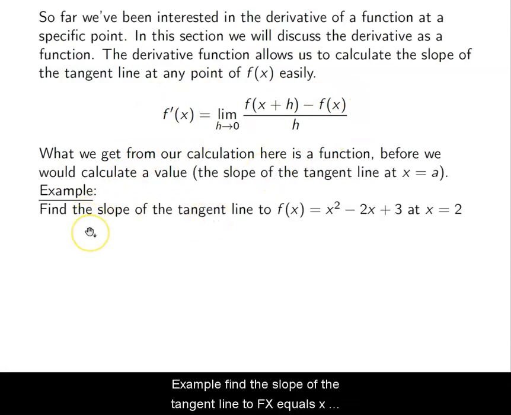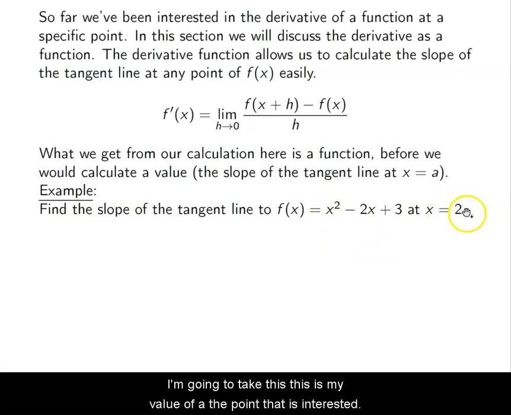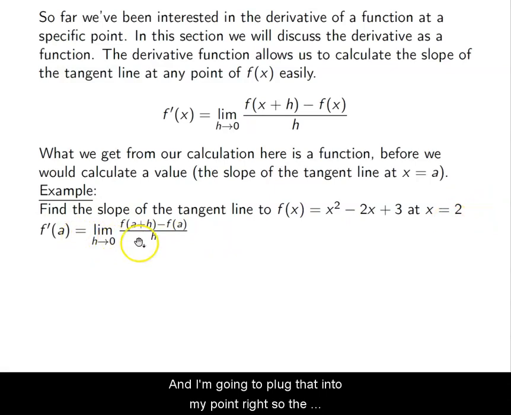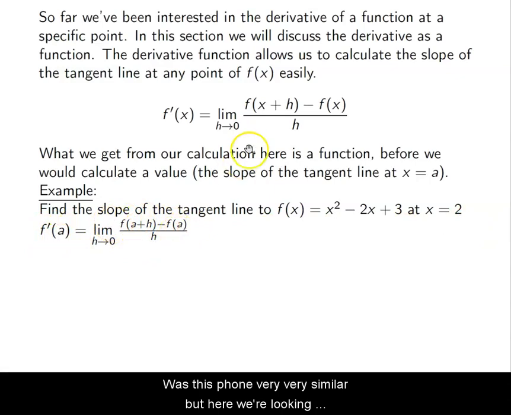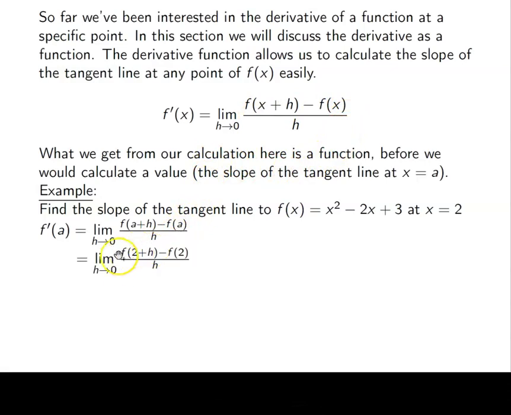Okay, so example, find the slope of the tangent line to f of x equals x squared minus 2x plus 3 at the point x equals 2. So this is just kind of a reminder of what we've been doing so far. So I'm going to take this, my value of a, the point that I was interested in, and I'm going to plug that in, right? So the derivative at a point was this formula, very similar, but here we're looking at plugging in a single value. So I'm going to have f of 2 plus h minus f of 2 over h. I'm going to plug these things into my equation, and it's going to look like this, right?